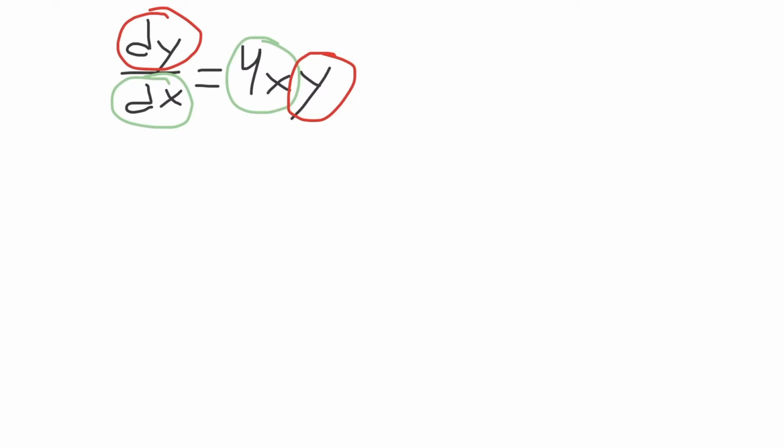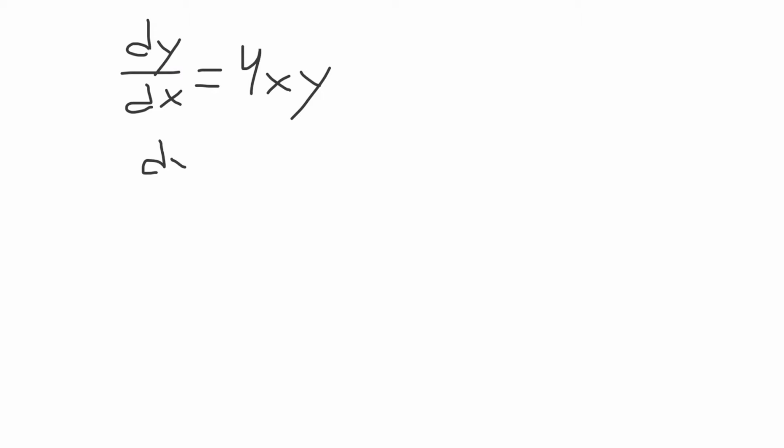So how will we go about doing that here? We can get the x's on the right side by multiplying by dx on both sides, and we can get all of the y's, the dy and the y, on the left side by dividing by y. We'll be left with dy over y equals 4x dx. Now we can see that we've successfully separated the variables. We have the y terms on this side and the x terms on that side. So now we can go about finding the general solution to this equation.